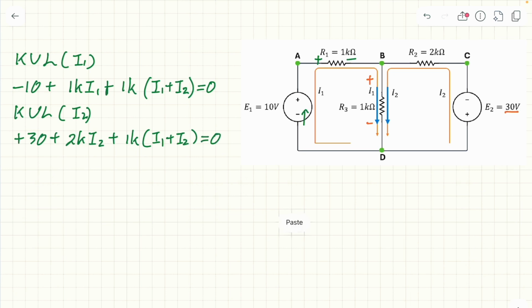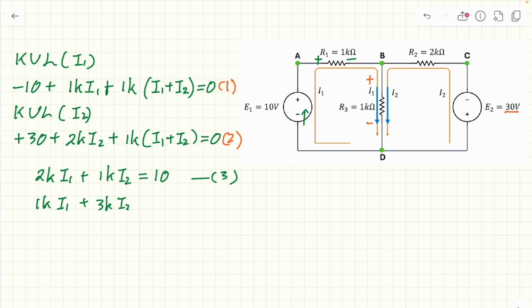Next, we're going to solve I1 and I2. So let's first tidy up equation 1. And we'll get 2K I1 plus 1K I2 equal to 10. This is 3. From number 2, we'll get 1K I1 plus 3K I2 equal to minus 30. Equation 4.